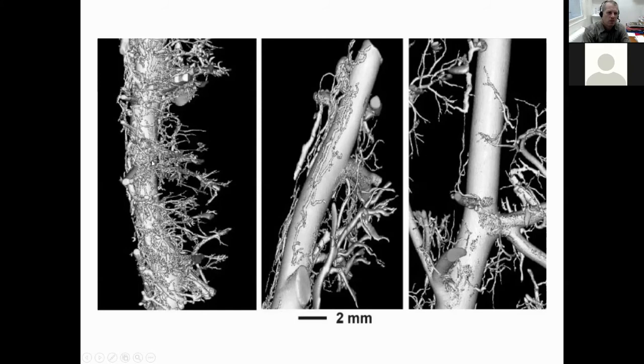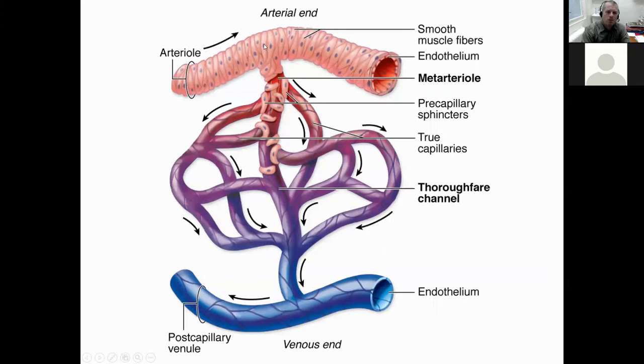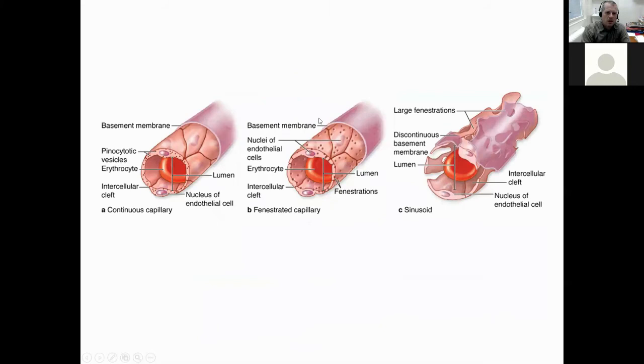Everybody should be aware of or be able to describe the microcirculation, including the sphincters on the metarterioles and precapillaries, and the three types of capillaries with increasing permeability from left to right, as we already explained in our previous schemes. So this is just a recapitulation.